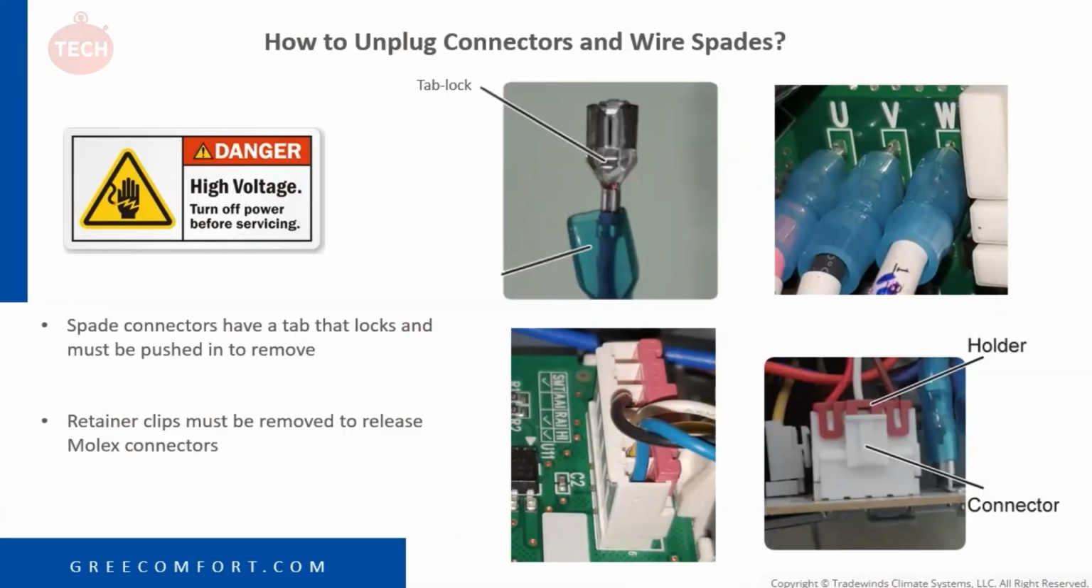A really common question we get is how to get these plugs unplugged. If you look at these pictures here to the bottom right, there is a little container clip called a holder. You can use a little flathead screwdriver, like a little thermostat screwdriver, and pop those out. On the spade terminals, the two top pictures, those would be on your compressor.